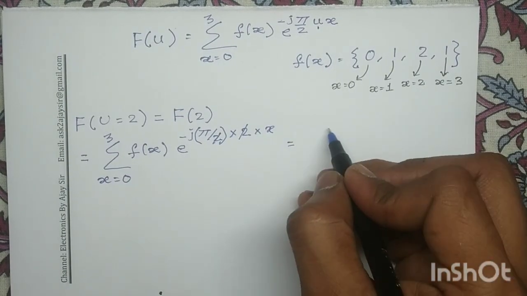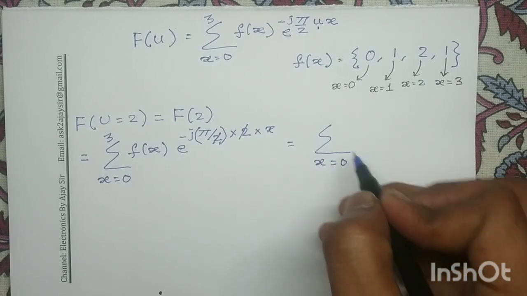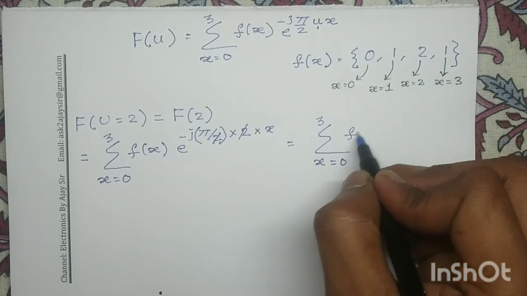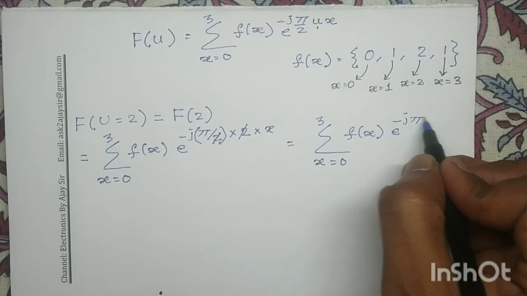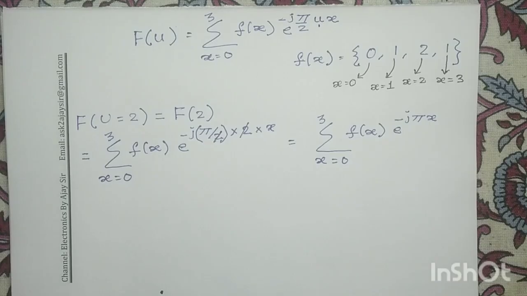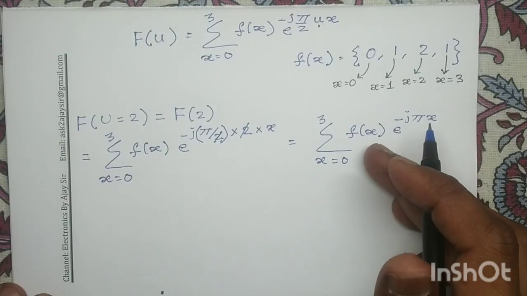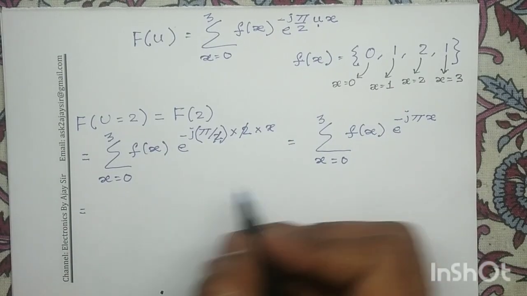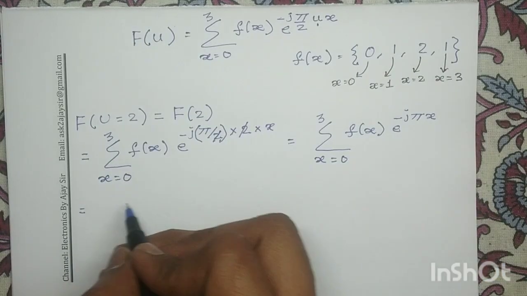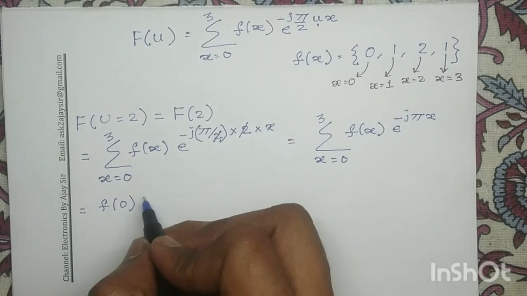On simplification, we obtain the expression as the summation for x equals 0 to 3 of f(x) e to the power minus j π x. We will apply the same approach. We will open the summation for x equals 0, x equals 1, x equals 2, and x equals 3. So we will obtain the expression. First, for x equals 0, it becomes f(0) e to the power minus j 0.